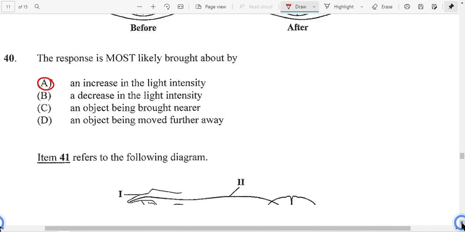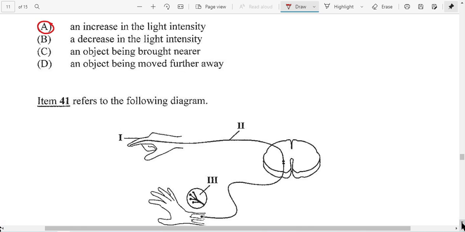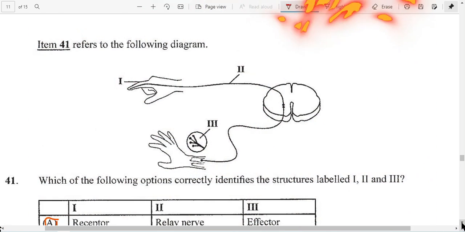For 41, this is a tricky question, and we're going to have to blow some fire on this one. All right, so it refers to the following diagram, and this is not a typical diagram that you're going to be finding in your textbook. So is 1 the skin or the receptor? Is 2 the sensory neuron or the relay neuron? Is 3 the effector or motor neuron? And that is what causes the problem here.